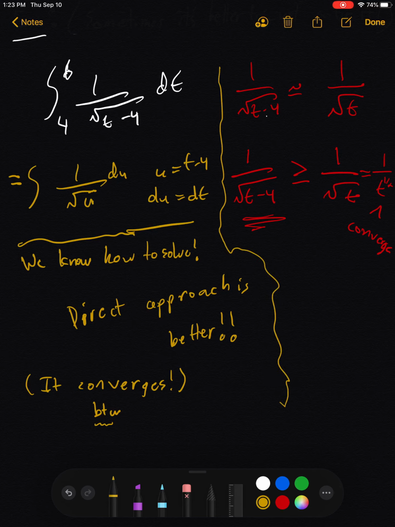So the comparison test is not always necessary. If you can solve it by brute force integration techniques, there's nothing wrong with doing that. And if anything, it might make you better at integrating. So never be afraid to just try the brute force method first.